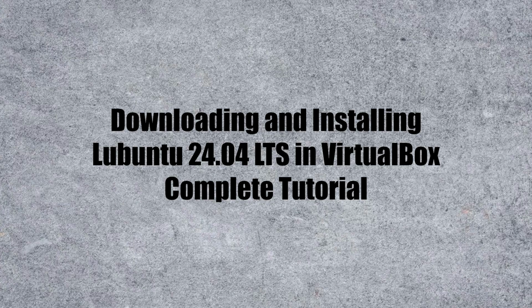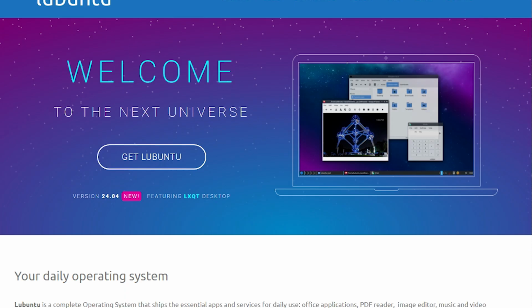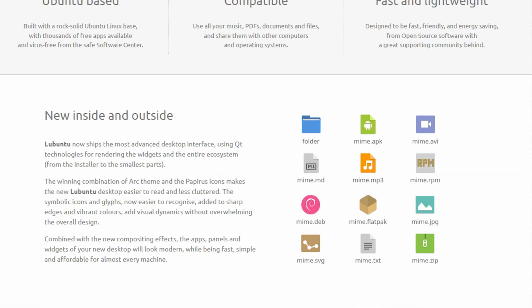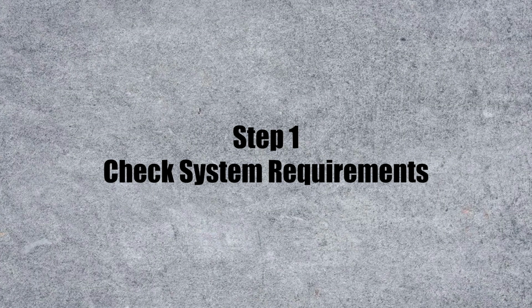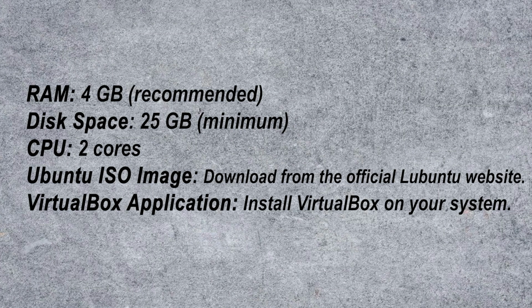Downloading and installing Lubuntu 24.04 LTS in VirtualBox. Complete tutorial. Lubuntu is a lightweight, fast, and energy-efficient Linux operating system based on Ubuntu. Step 1. Check system requirements. RAM, 4 GB recommended. Disk space, 25 GB minimum. CPU, 2 cores. Ubuntu ISO image. Download from the official Lubuntu website. VirtualBox application. Install VirtualBox on your system.